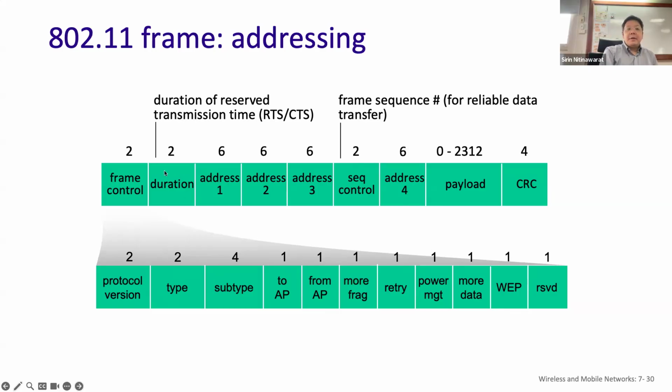The second important field is the duration of reserved transmission time for request to send and clear to send. The payload data is put into this field. Okay. The frame sequence is there for the acknowledgement scheme, right? To allow for reliable transmission. In case some frames are lost, those frames can be retransmitted.